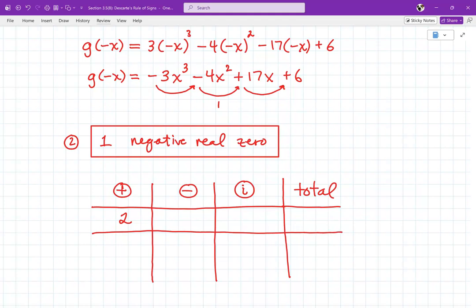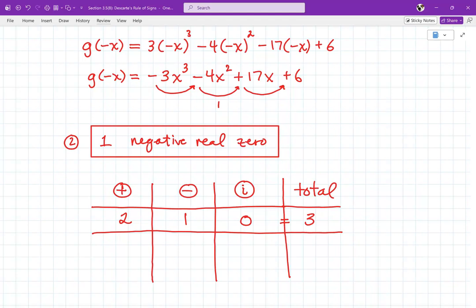Now, how many answers was I supposed to have? We said 3 total, right? So we're supposed to have 3 total. If I have 2 positive ones and 1 negative one, how many imaginaries can I have? If I have 2 positive and 1 negative, well, that's 3 already. So I can't have any imaginaries. So 2 plus 1 plus 0 is 3. You can just put an equal sign if you want, so it can help you out there.